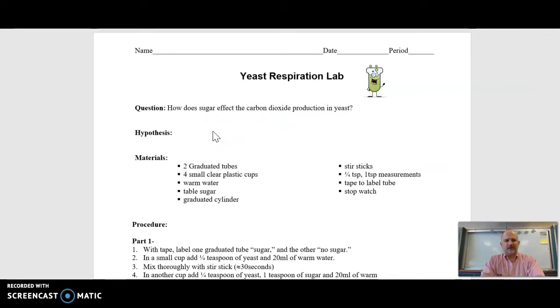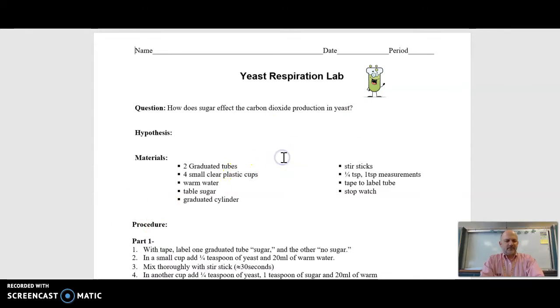How does sugar affect the carbon dioxide production in yeast? You should make a hypothesis here. Okay. So think about that. How does sugar affect carbon dioxide production in yeast? Pause the video and write a hypothesis. And when you're done, unpause the video.